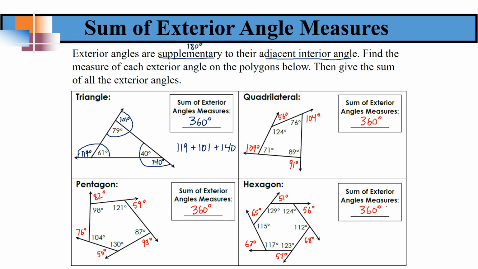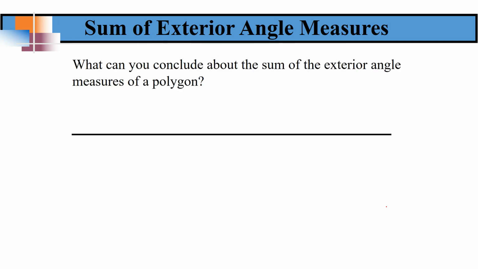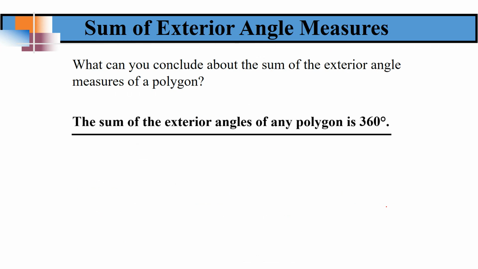So let's summarize this. I think they ask for a conclusion here. What can you conclude about the sum of the exterior angle measures of a polygon? Let's fill this in together. The sum of the exterior angles of any polygon is 360 degrees. So make sure you've written that down before you move on to this next bit of the video.